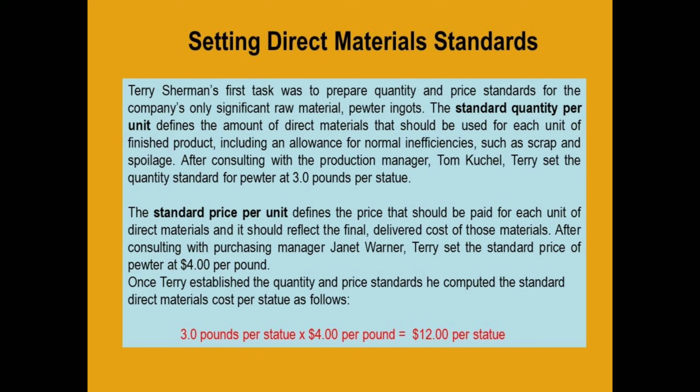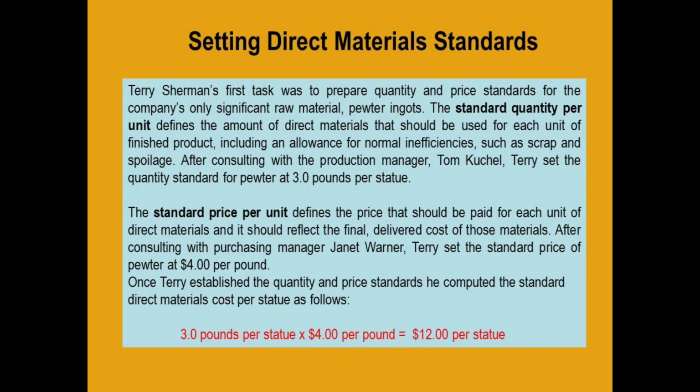Setting direct material standards. Terry Sherman's first task was to prepare quantity and price standards for the company's only significant raw material, the pewter ingots. The standard quantity per unit defines the amount of direct materials that should be used for each unit of the finished product, including an allowance for normal inefficiencies, such as scrap and even spoilage. After consulting with the production manager, Tom, Terry set the quantity standard for pewter at 3.0 pounds per statue.